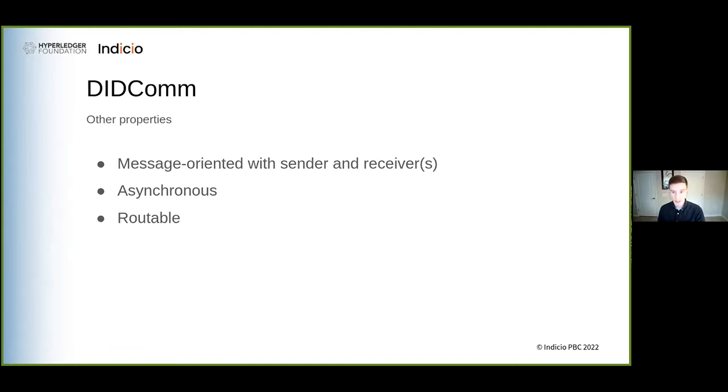Also like email, DID communication is routable, meaning that in order to get from A to B, the message can be routed through C. This means that DID communication natively supports mixnet-like behavior. If you're familiar with the Onion Routing Network, or Tor, it bounces messages around between a bunch of different participants in the network to help sever any traceability between the original sender and the final recipient of data sent over the network. DIDComm supports similar behavior by default with this routing mechanism.